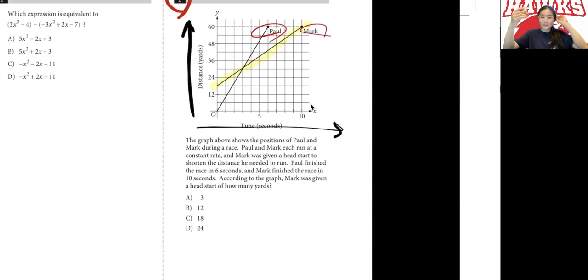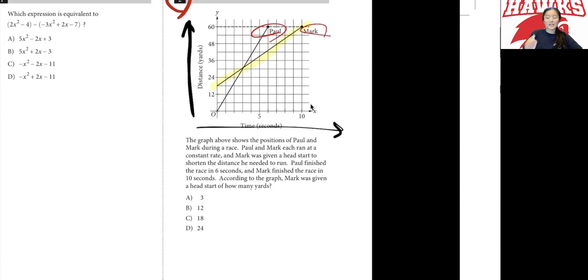So imagine this like a whole relay, like the 400-meter, the stadium ones, right? And then Paul can be here and Mark can have the distance advantage. So that could be the head start as well.